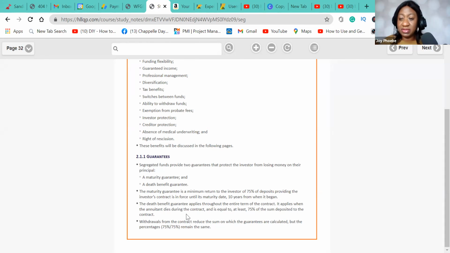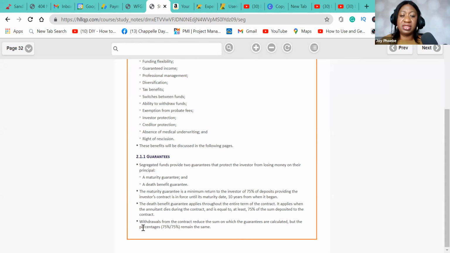If you invest $1,000, and upon maturity, you are in it for 10 years and your $1,000, let's say, becomes $500, you have a 75% maturity guarantee. Definitely you will get $750. You will only be out of pocket for 25%. So that is the maturity guarantee.